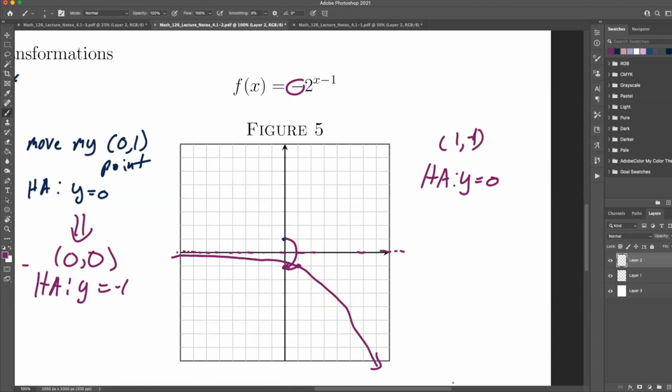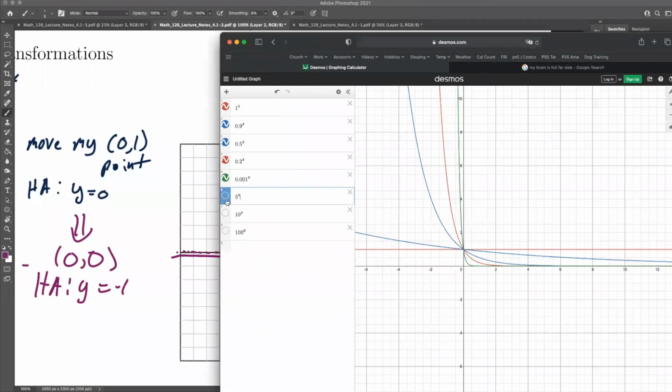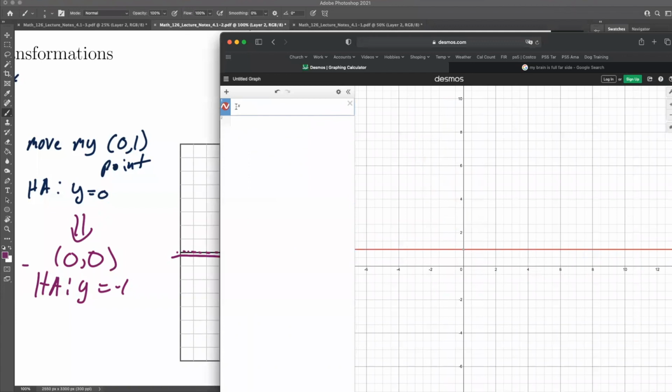And let me just show you that in Desmos real quick. If I show you step by step, it's a little easier to see. Let's get rid of a bunch of these. I don't need this many. Let's just start them all nice and fresh. So here we're going to have 2 to the x. All right, so here's 2 to the x.